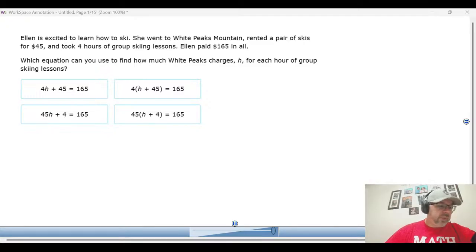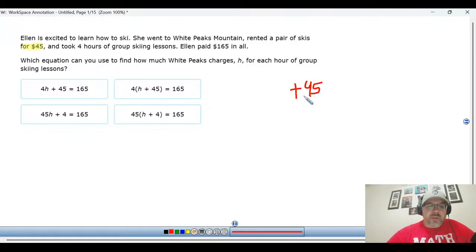All right. Let's get right to it. So Ellen is excited to learn how to ski. She went to White Peaks Mountain, rented a pair of skis for $45. Okay. So she's by herself. She's renting skis for $45. That's a one-time charge. It's not going to be dependent on anything else. So we're going to just put plus 45. We know that's going to be part of the equation. Okay. Doesn't have the H with it because H is going to be the hours.